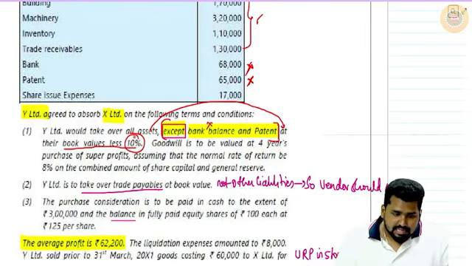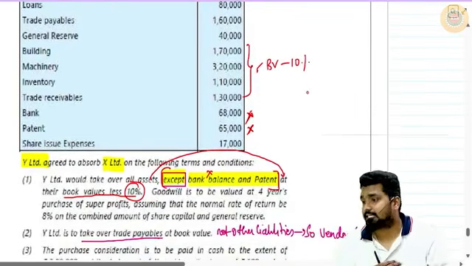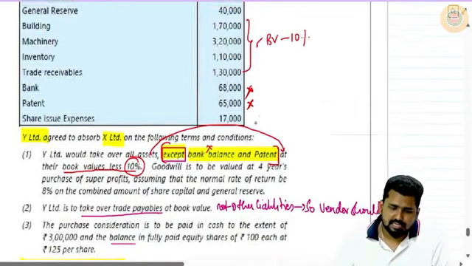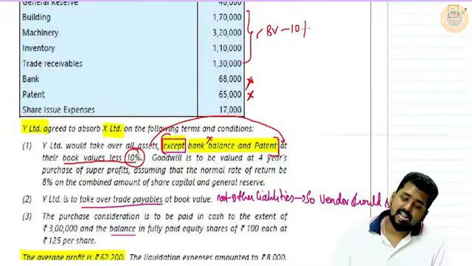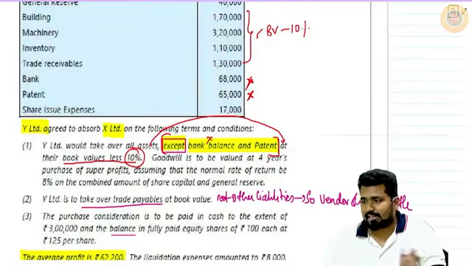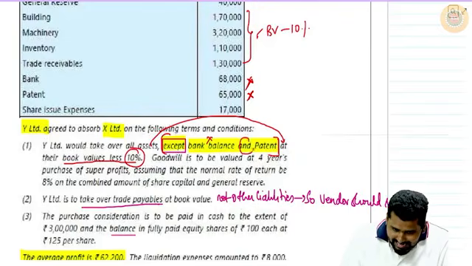Okay. And the assets whatever they are taking, they are not taking over at their book value. From book value they are taking at 10% less. This is the first point. Many people understand that Y Limited took over all assets except bank balance, and the patents they have taken at 10% less. Wrong. Clear?